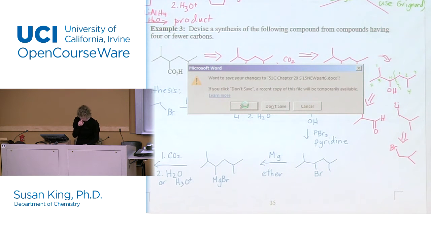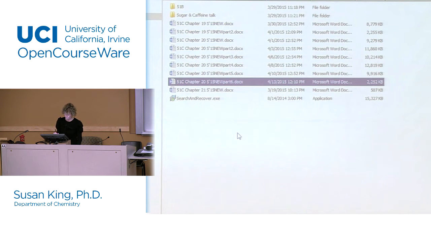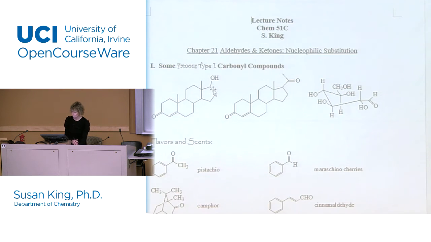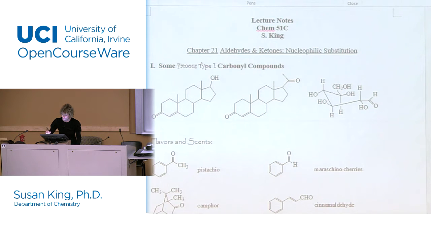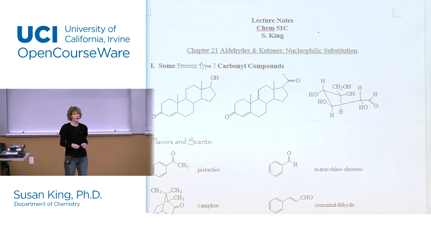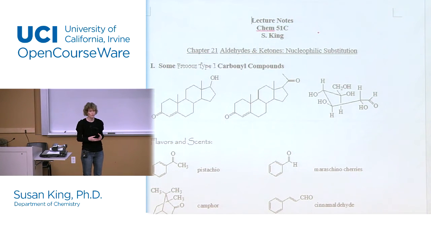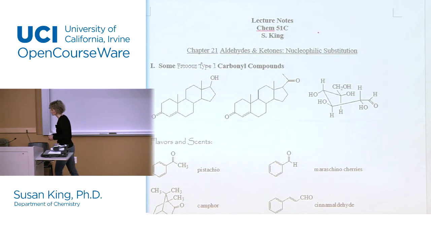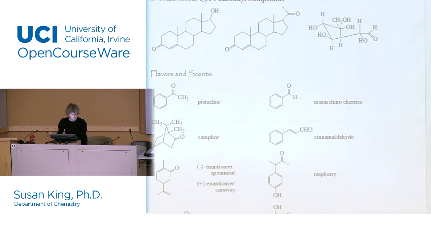We're going to start chapter 21. All right, so in this chapter we're going to talk about reversible reactions of type 1 carbonyls. In the next chapter we're going to talk about reversible reactions of type 2 carbonyls. Okay, and then we're going to get to the more complicated carbonyl chemistry.